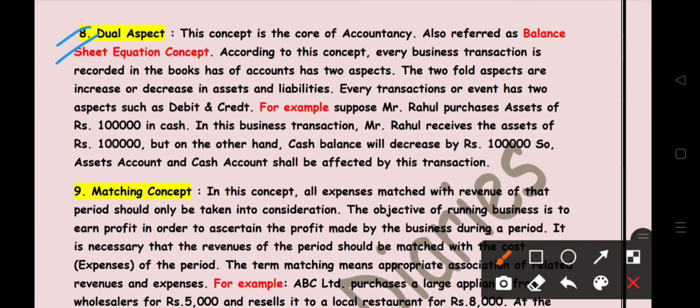dual aspect concept. This concept is the core of accountancy. It is also referred to as the balance sheet equation concept. Okay, this is an important point here.